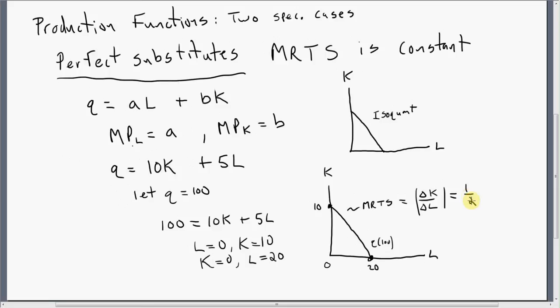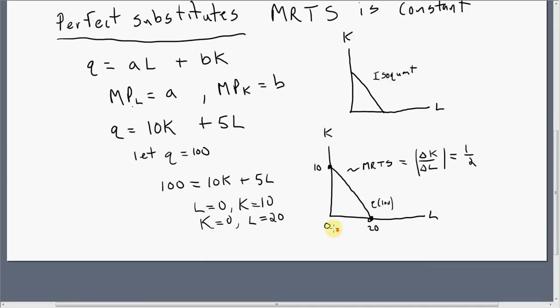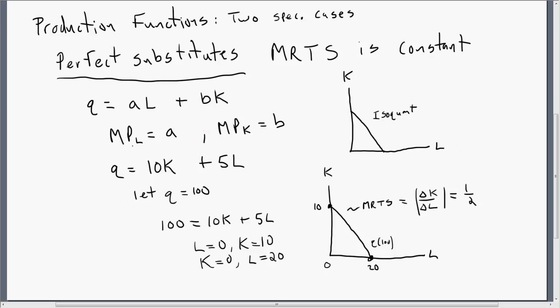In other words, 2 workers can replace 1 unit of capital. And it doesn't matter if we're starting at 10 units of capital, 5 units of capital, 3 units of capital. It'll always be the case that 2 workers will replace 1 unit of capital. So that's the idea of perfect substitutes. So let's do maybe a mathematical example where we're trying to find the optimal input mix.